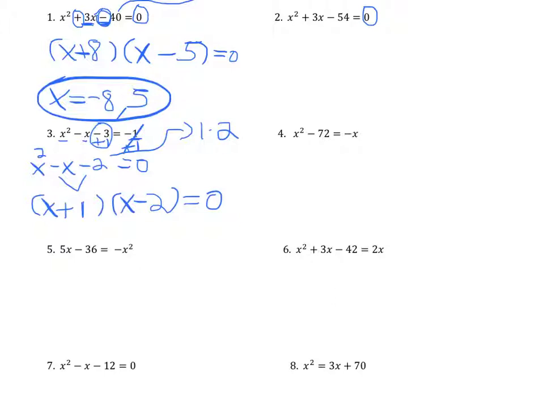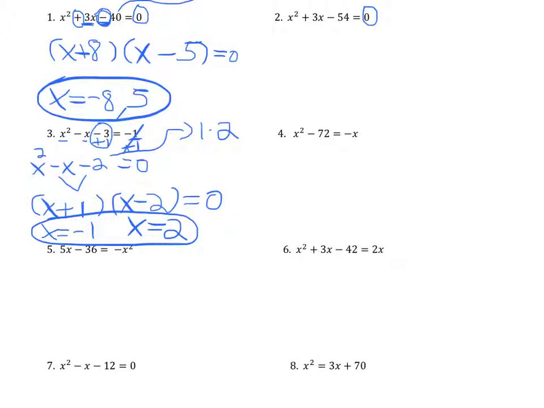Okay, and to check it, here's the quick check. Positive 1 minus 2 is negative 1. That's the coefficient for x. And 1 times negative 2 is negative 2. That's the constant. And then when we finish it off, well, if x plus 1 equals 0, x has to equal negative 1. If x minus 2 equals 0, x has to equal 2. So those are the two solutions, negative 1 and 2.